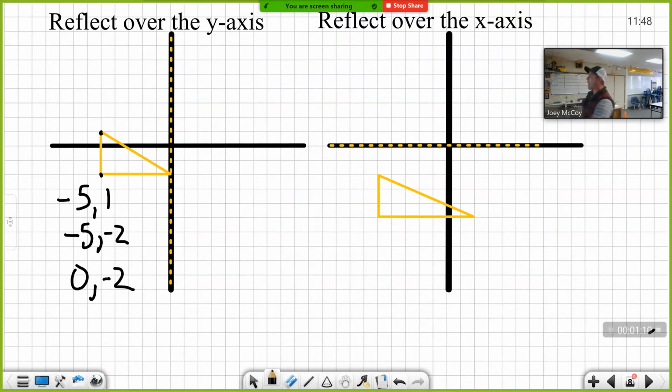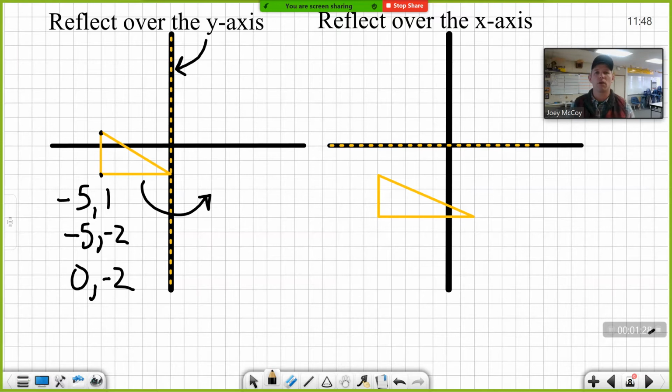Notice I have the y-axis highlighted right here. When we're reflecting over the y-axis, we're moving left to right, okay, or right to left. And so what we're going to do in this problem is go from here over here.